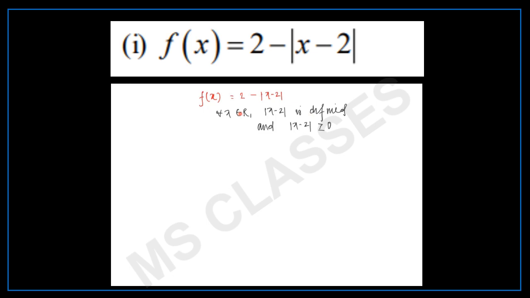Now we have to find the range. As we know, mod of x minus 2 is greater than or equal to 0 for all x belongs to R. Minus mod of x minus 2, if we multiply by the minus sign, this will be less than or equal to 0. Now if we add 2 on both sides, this becomes less than or equal to 2. This implies that f of x is less than or equal to 2. This shows that the range is minus infinity comma 2 closed.